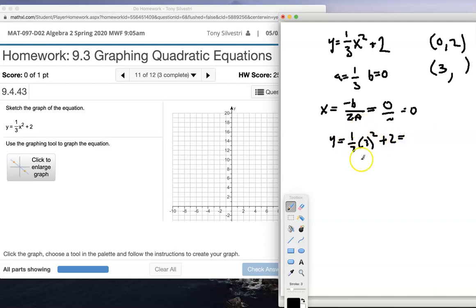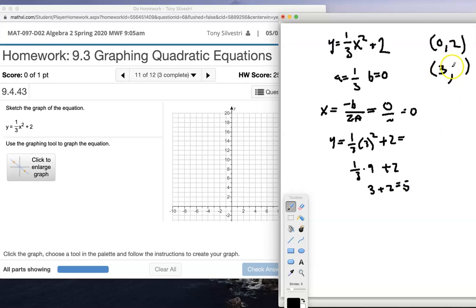Okay, you do your powers first. 1/3 times 9, plus 2. 1/3 times 9, huh? 1 times 9 divided by 3. 3 goes into 9 3 times, so this is basically 3. 1/3 of 9 is 3. Plus 2 is 5. So if x is 3, y has got to be 5. Those are your 2 points.